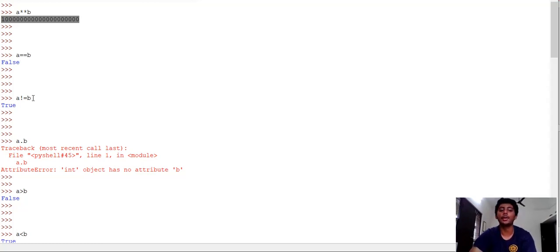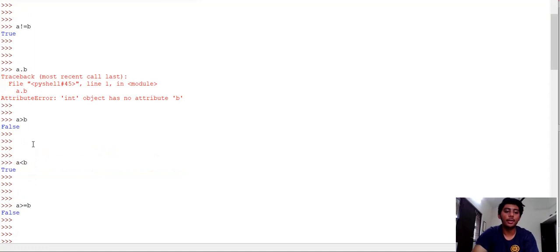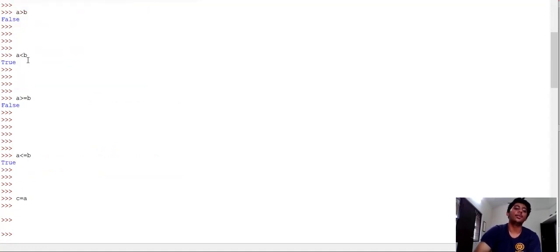a is not equal to b, that is 10 is not equal to 20, that is true, so it will print true. a greater than b, that is 10 is greater than 20, is false, so it will print false. a less than b, that is 10 less than 20, is true, so it will print true. a is greater than or equal to b, 10 is greater than or equal to 20 is false, so it will print false. a less than or equal to b, 10 less than or equal to 20 is true, so it will print true.